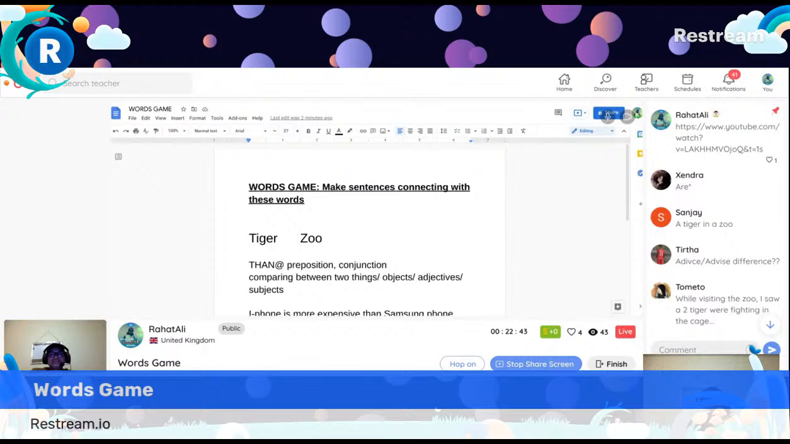Tirtha says advice and advise. Difference: advice with C is a noun, with S is a verb.